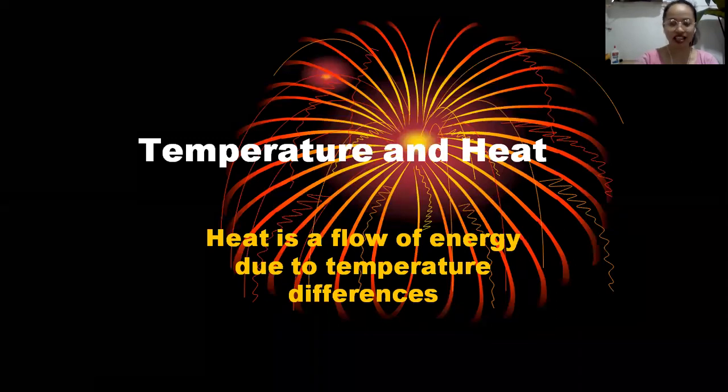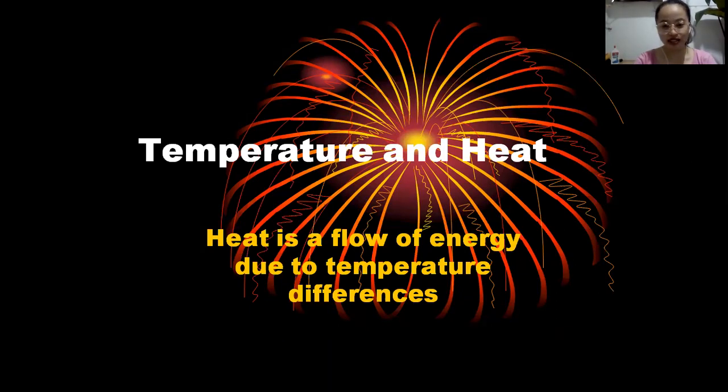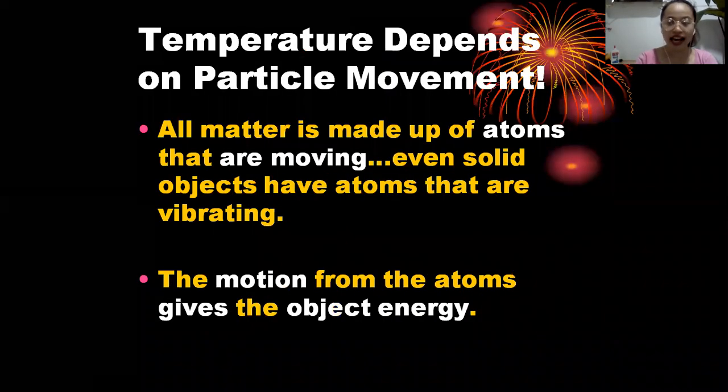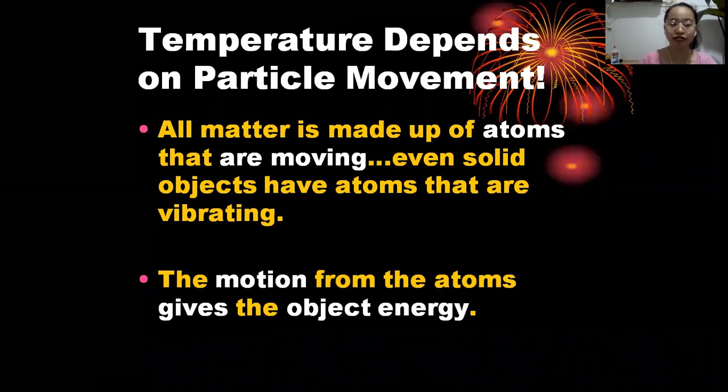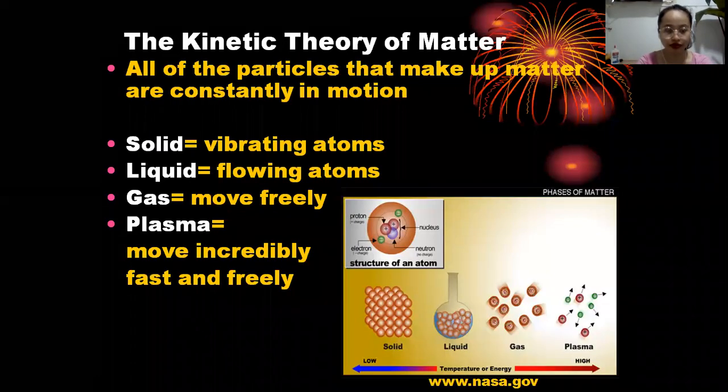When we say heat, it is the flow of energy due to temperature differences. And temperature depends on particle movement. All matter, all of the materials that you can see around you, is made up of atoms, and they are constantly moving. Even solid objects have atoms that are vibrating. The motion of the atoms gives the object energy.